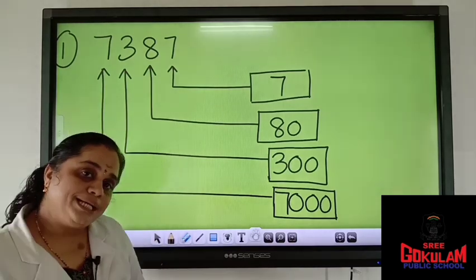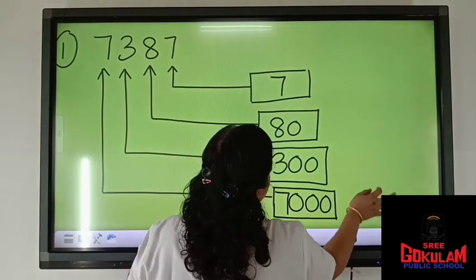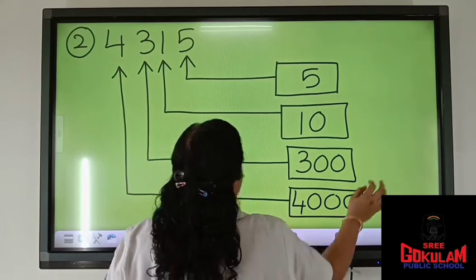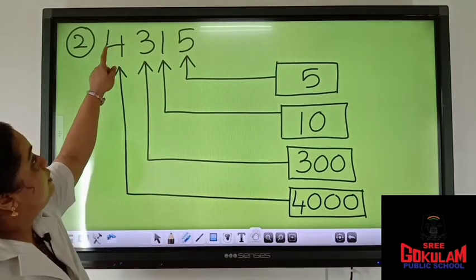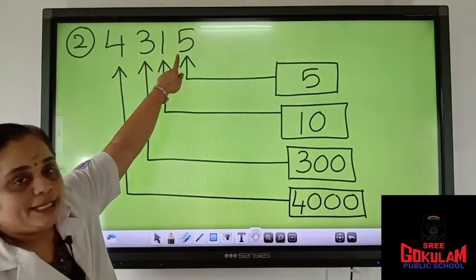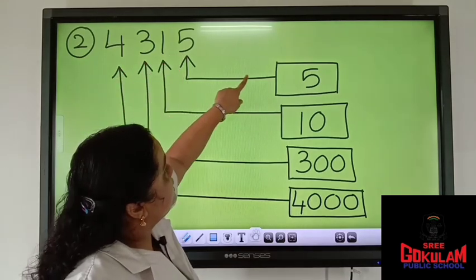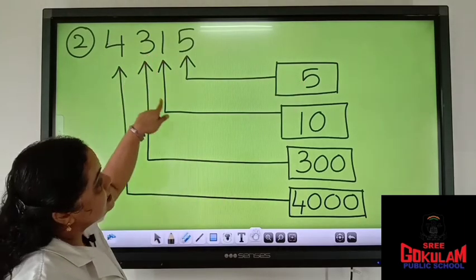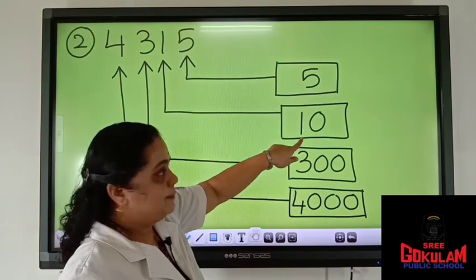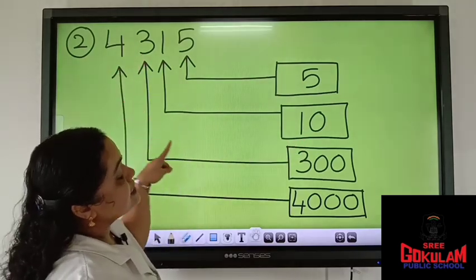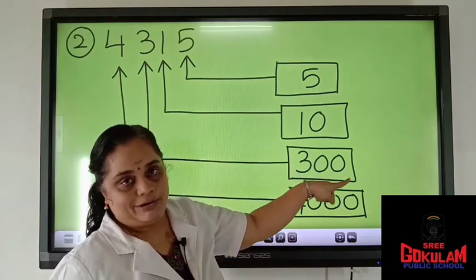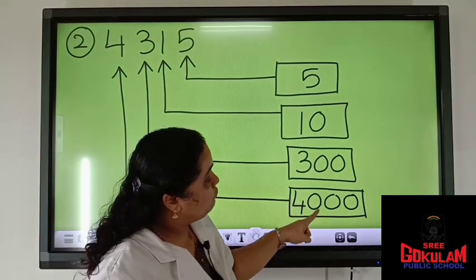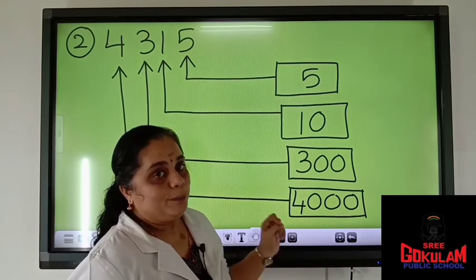Okay. Now let us see one more example. Children, now look at this number, 4,315. Here, 5 is occupying the position of ones, isn't it? 1 is in its tens place, so we write it as 10. What about 3? 3 is in its hundreds place, so we write 300. And finally, we have 4. 4 is in its thousands place, so 4,000. Okay children? Hope this is clear to you.